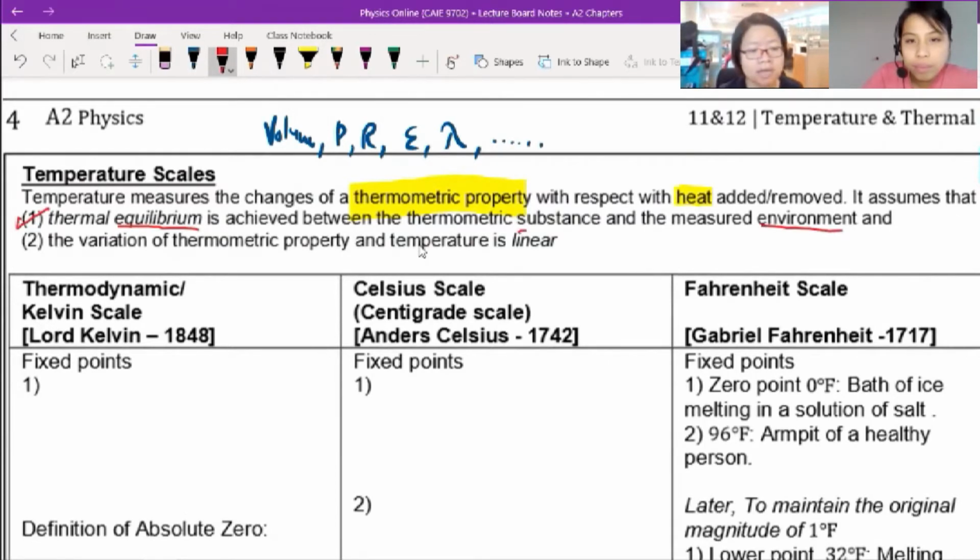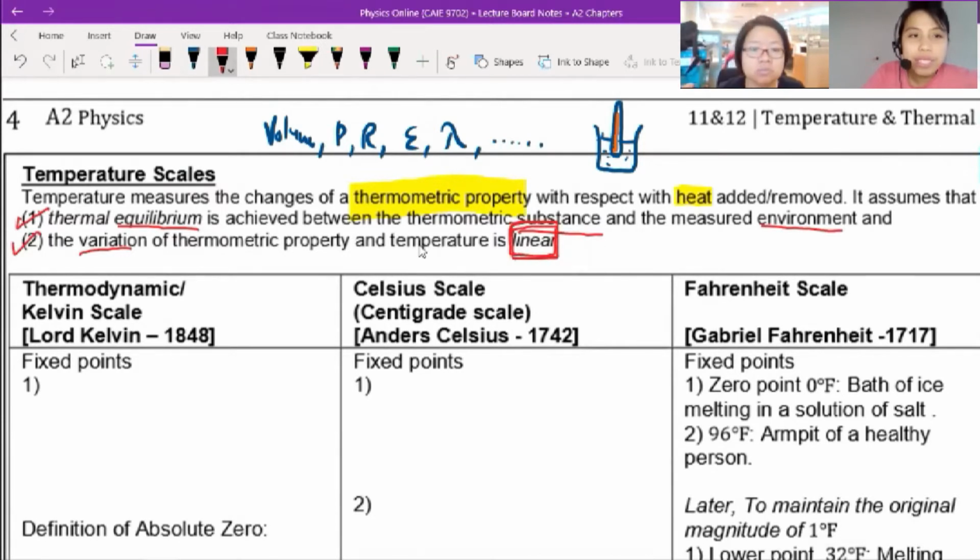So say you are measuring the temperature of water using a mercury thermometer. There's equilibrium between the thermometer, the mercury inside the thermometer, and the water. All equilibrium there. Beautiful. The second one is we would assume that the variation of the thermometric property and the temperature is linear. What happens if it's not linear? Then we need to do some form of calibration, or we draw a curve, we change the scales.